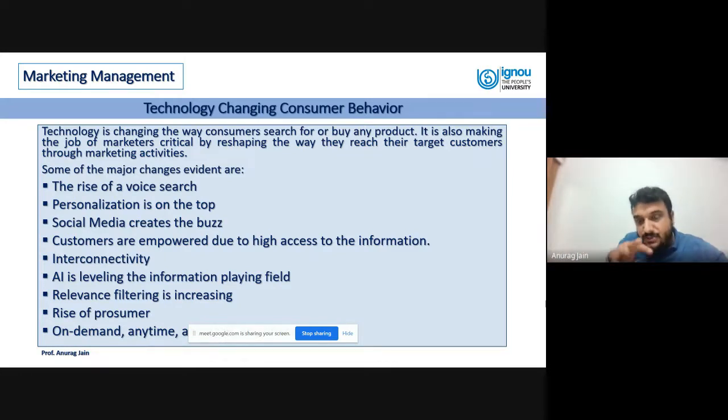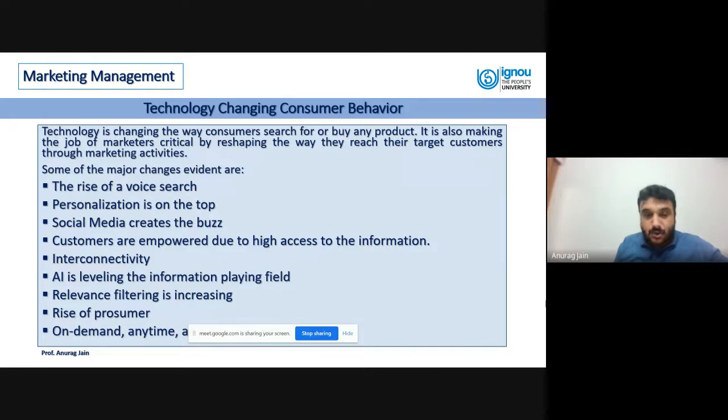So consumers who have much more awareness are now actually helping the firms to come up with new product ideas and services, and this is known as the rise of prosumers. And on demand, anything, anytime is available, and anywhere you can get anything. Why is it possible? Because technology is in place, and this is making the job of marketers very easy.